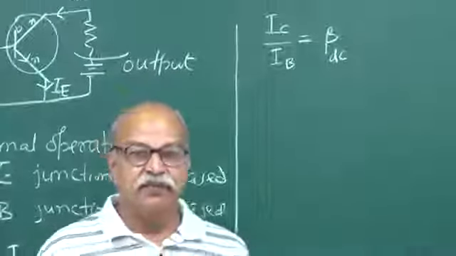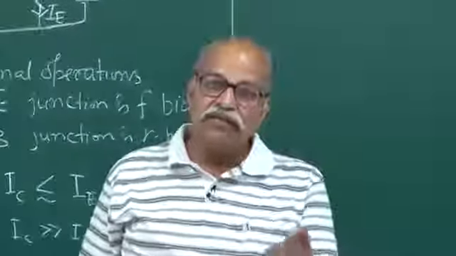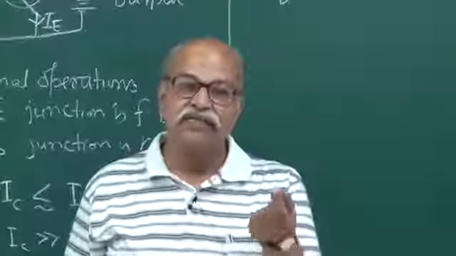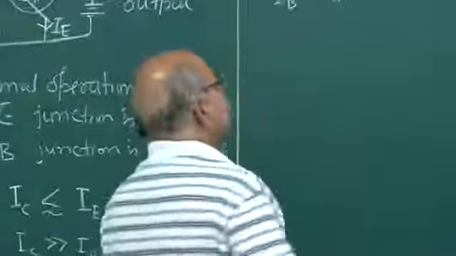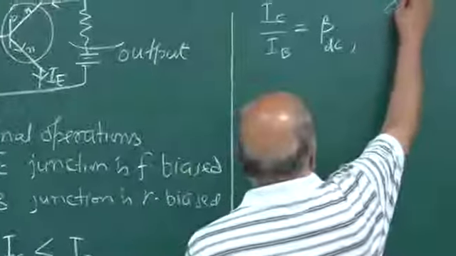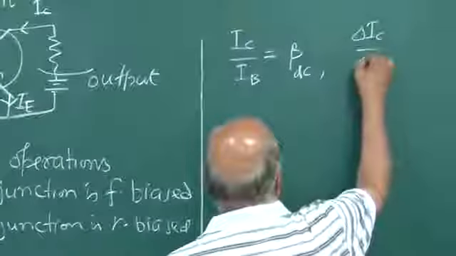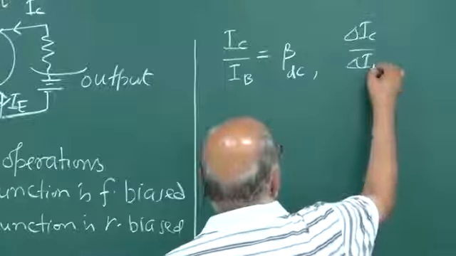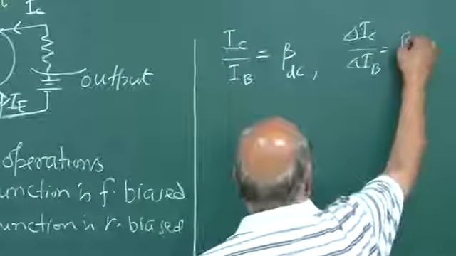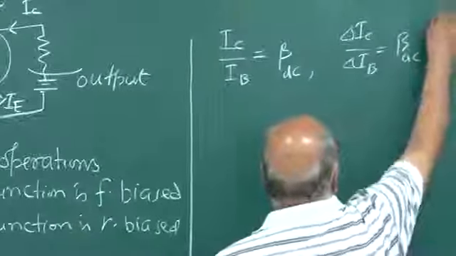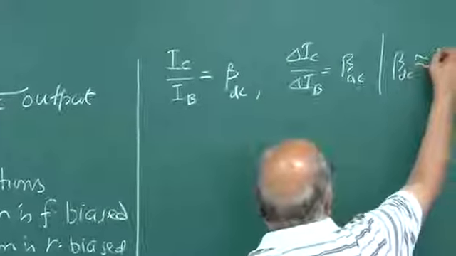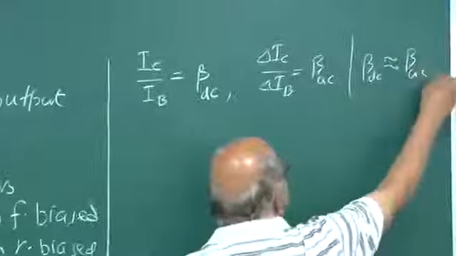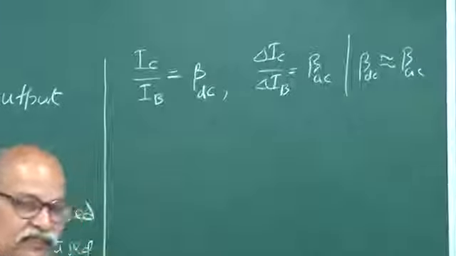Most of the time people are interested in small changes. So, if there is a small change in IB, what will be the change in IC? So, you can define delta IC over delta IB also, and that will be written as beta AC, but not much difference. Beta DC, beta AC are almost the same, and so if you just call it beta, it is fine.